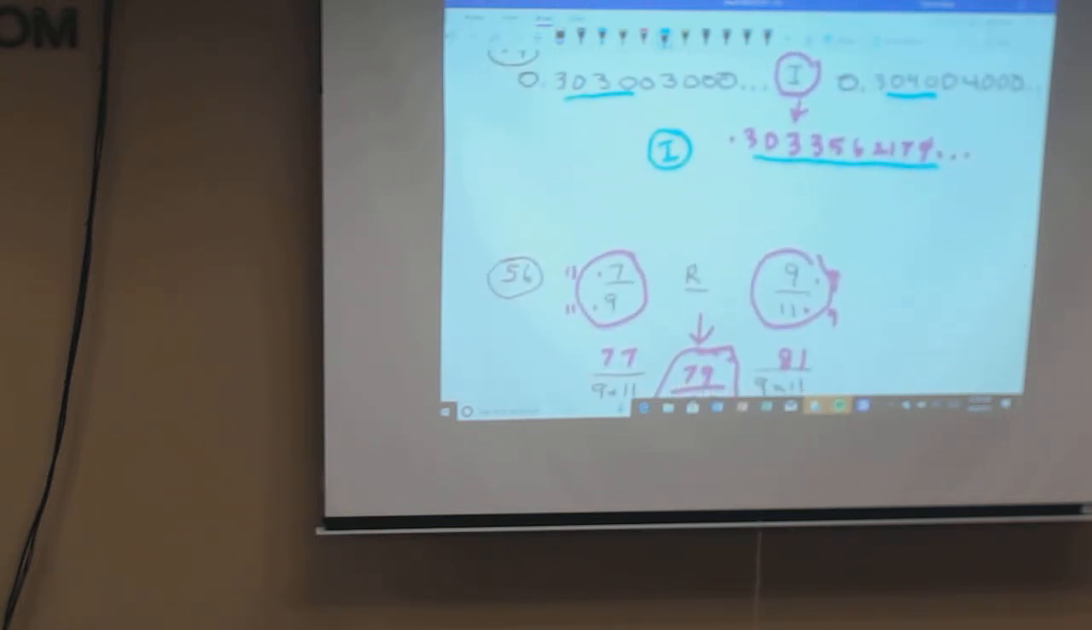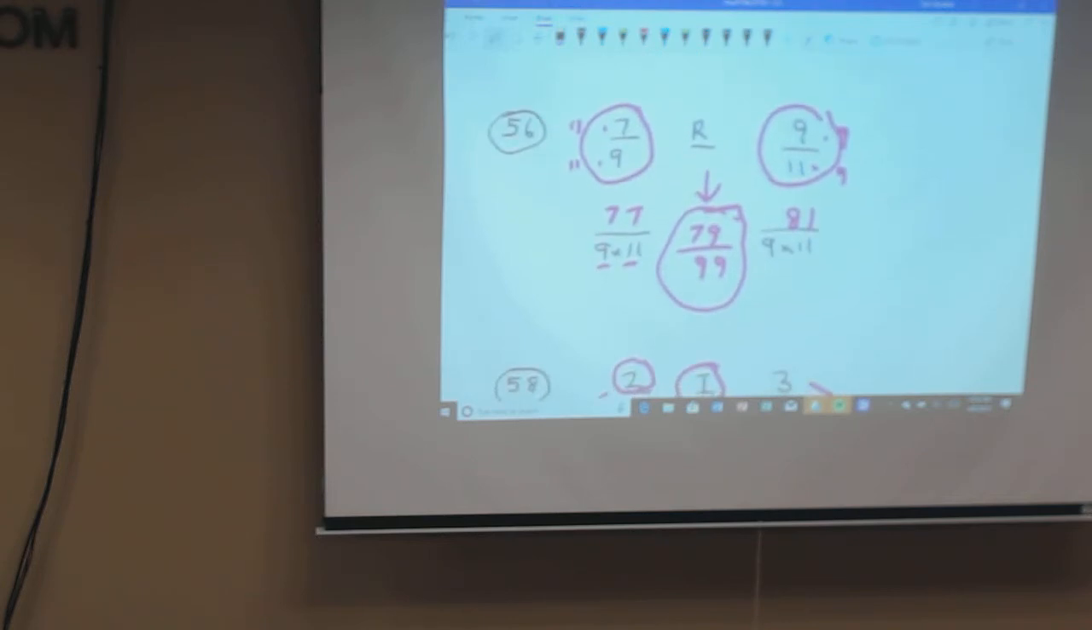Number 56. Find a rational number between 7/9 and 9/11. Oh, there I am using fractions again. And you guys want me to just go 7 divided by 9 is 0.777 dot, dot, dot. And 9 divided by 11 is 0.818181 dot, dot, dot.